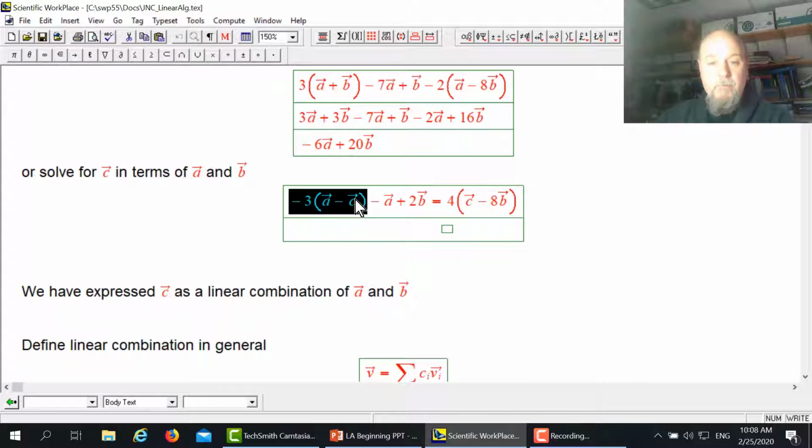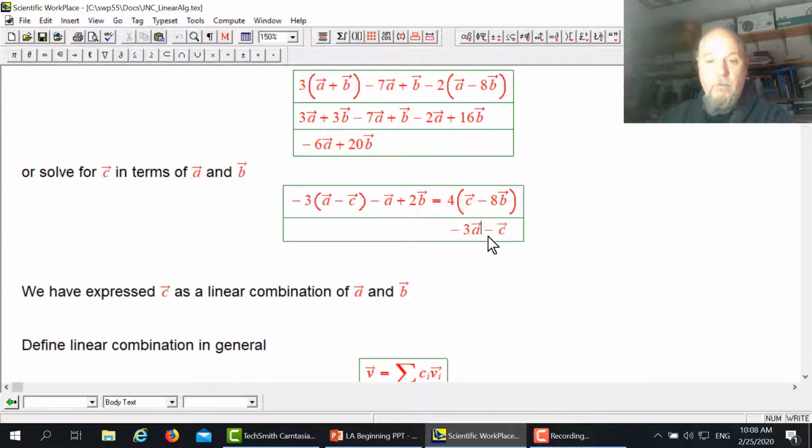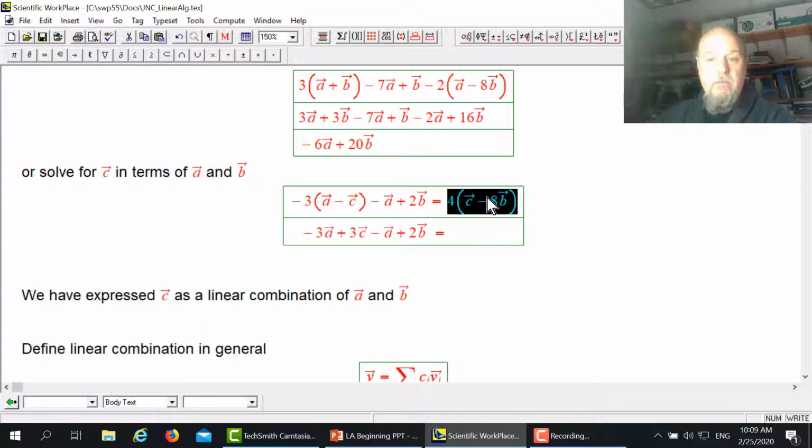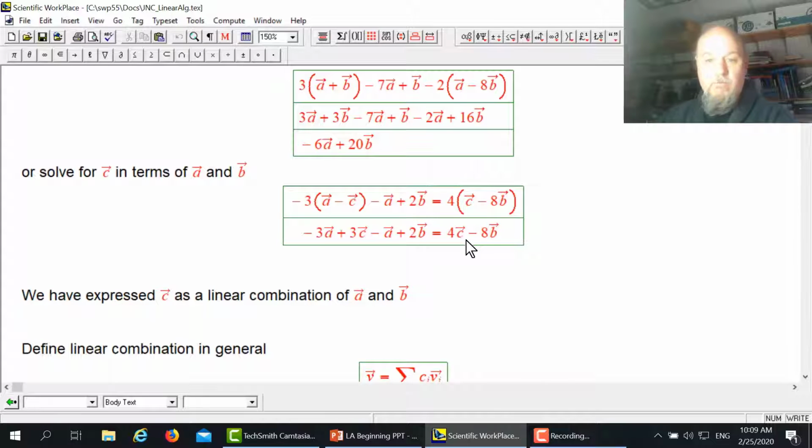Let's multiply that minus 3 through the bracket like we did before. So that's minus 3a, and that'll be plus 3c when I multiply that through. I still have these pieces. And let's multiply the 4 through that bracket. That'll be 4a minus 32b. Now I'm solving for c, so I want to have c equals.